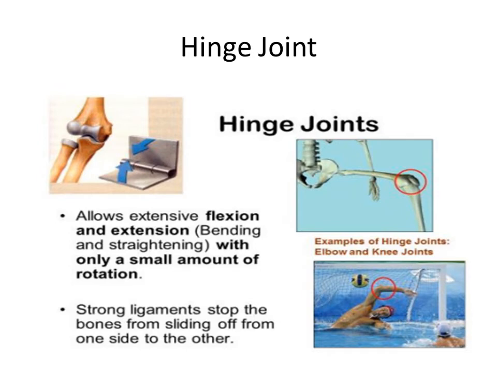Hinge joints. The hinge joints allow extensive flexion and extension. Flexion meaning bending and extension meaning straightening, with only a small amount of rotation. These strong ligaments stop the bones from sliding off from one side to the other. An example of the hinge joints would be your elbow and your knee joints, all right?